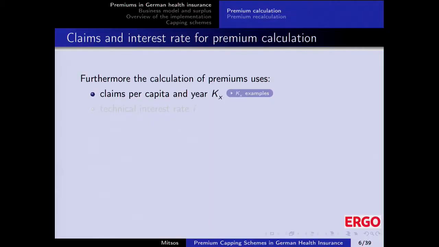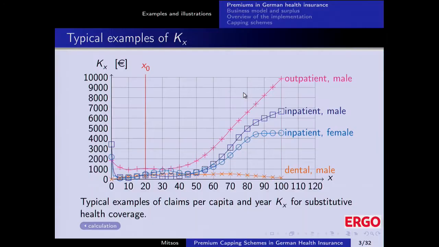Furthermore, we use tables on claims per capita. This may look like this. These examples are of a high-end tariff. And you see the claims in a year go into the thousands of euros, depending on age. For example, this outpatient costs in high age, 90 years old, are over 9,000 euros a year. These are, of course, sums that nobody could pay. So the premium calculation must do something about this.